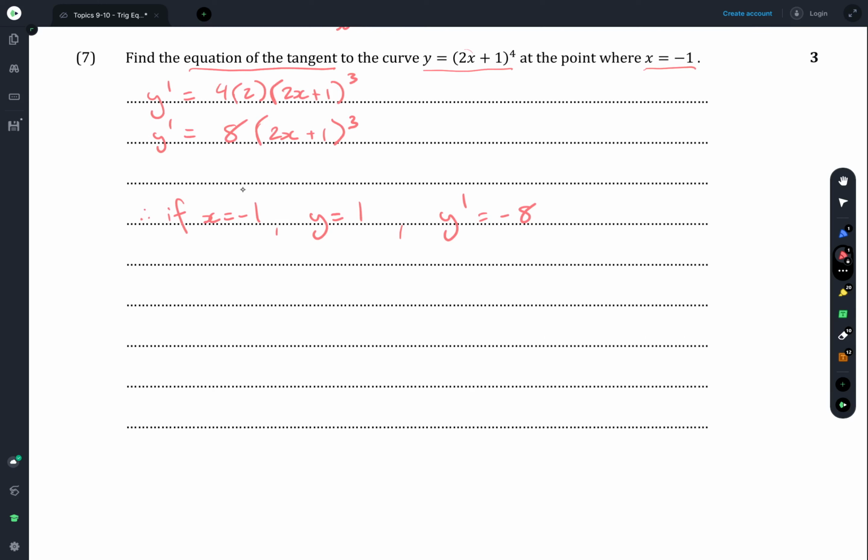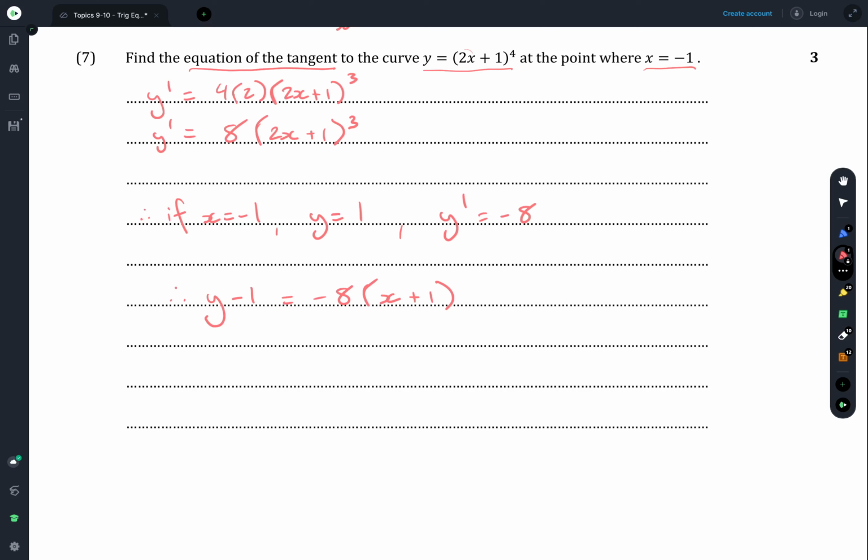So from here, this is my x value. This is my y value. And this is going to be my gradient. So therefore, putting this into the point gradient formula, I have y minus 1 equals negative 8(x plus 1). Now, of course, it's plus 1 because our x is negative 1. So you're doing x minus negative 1, so that's x plus 1.